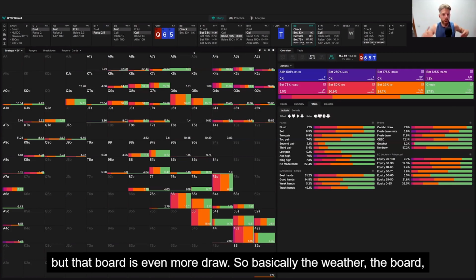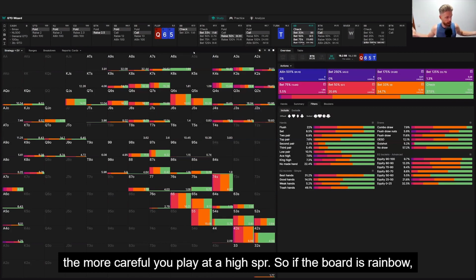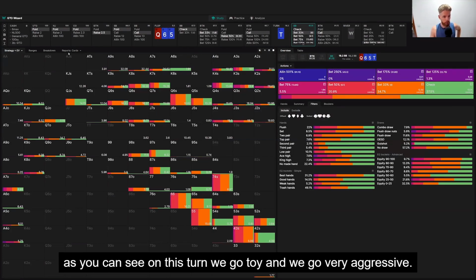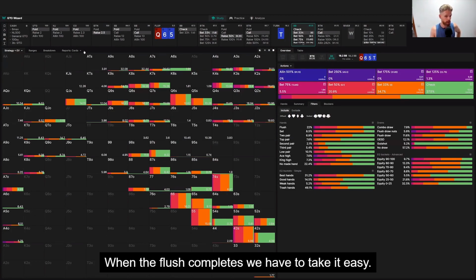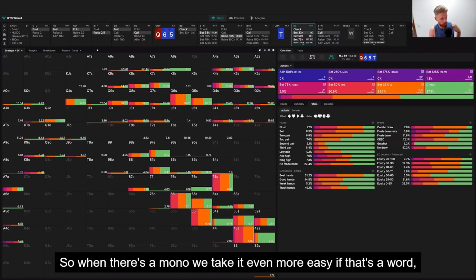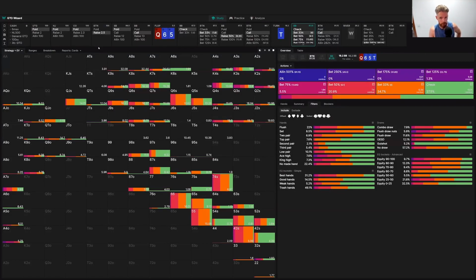So basically, the wetter the board, the more careful you play at a high SPR. So if the board is rainbow, as you can see on this turn, we go 2E and we go very aggressive. When the flush completes, we have to take it easy. So when there's a mono, we take it even more easy, if that's a word. If that makes sense.